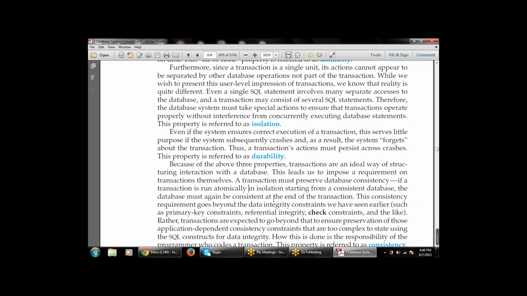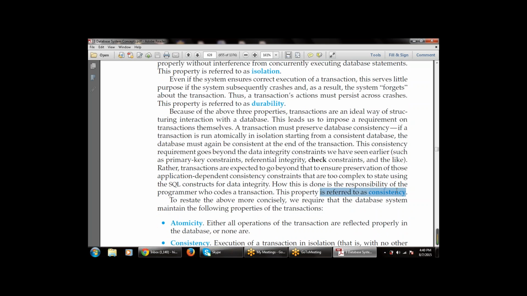This consistency requirement goes beyond the data integrity constraints we have seen earlier, such as the primary key constraint, referential integrity, check constraint, and the like. That is, transactions are expected to go beyond that to ensure the preservation of application-based constraints. And this property is known as consistency.